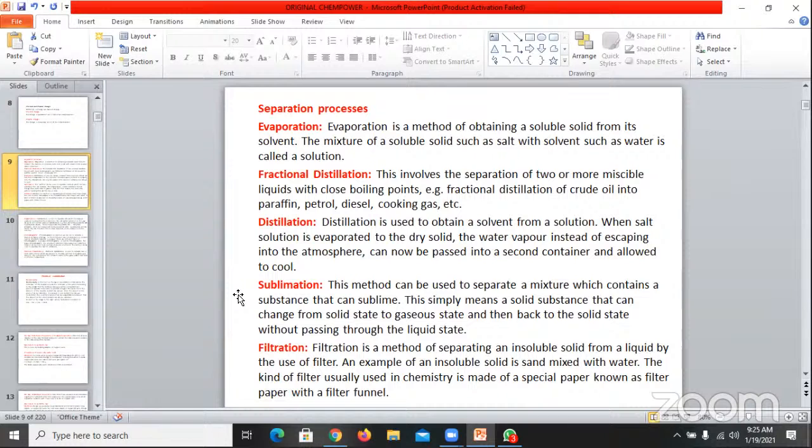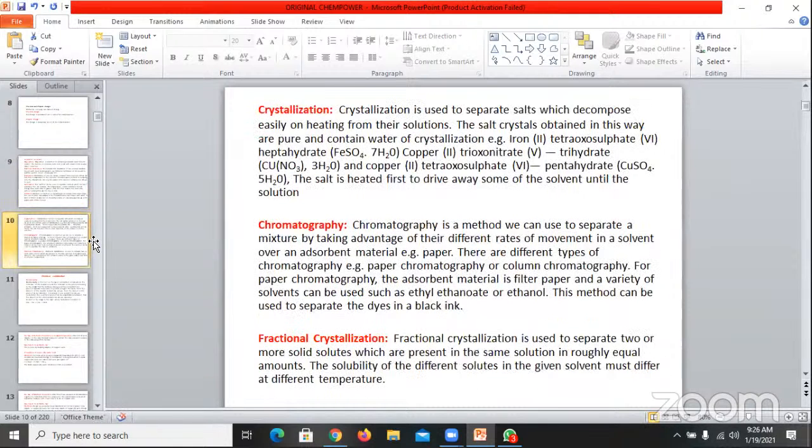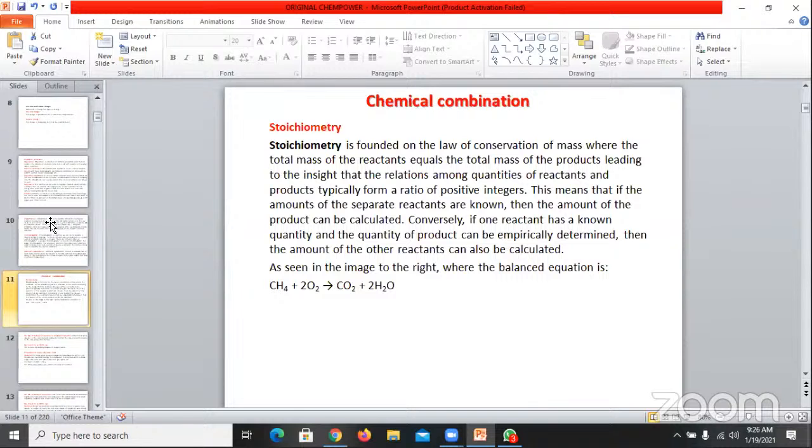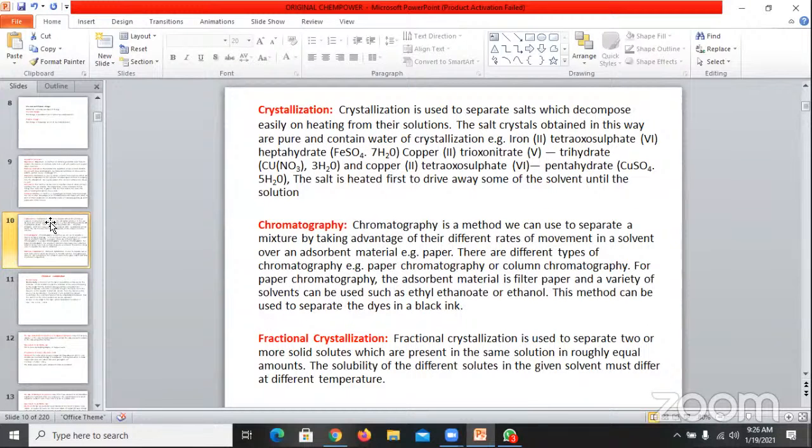You also have other techniques of separation like crystallization, chromatography, and fractional crystallization. Let's look at those other three. Crystallization is used to separate salts which decompose easily on heating their solution. Let's say you have a mixture that you could separate by evaporation or fractional distillation. These two methods involve heating. You have to heat the substance so that the one with the lower boiling point can evaporate.